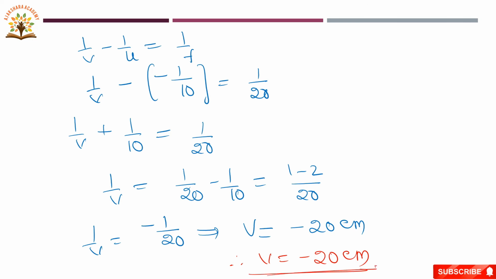So the object is placed between the pole and principal focus. A virtual, erect and magnified image is formed on the same side of the object. Okay. So the position of the image: as the object is placed between the pole and principal focus, a virtual, erect and magnified image is formed on the same side of the object.